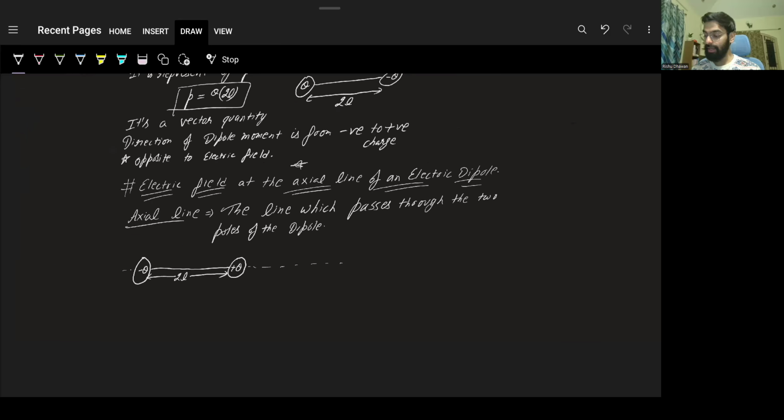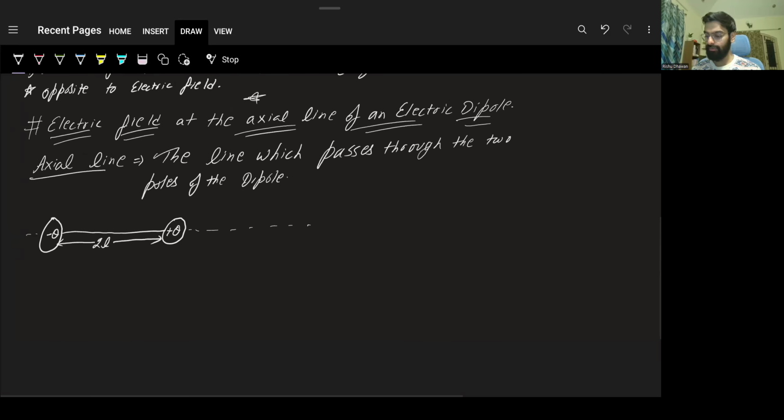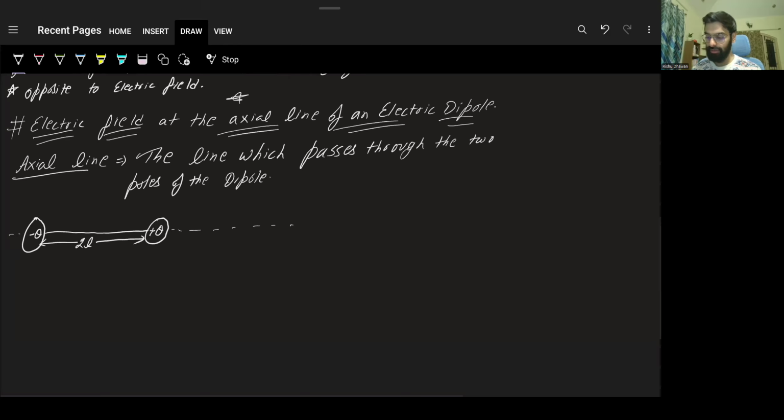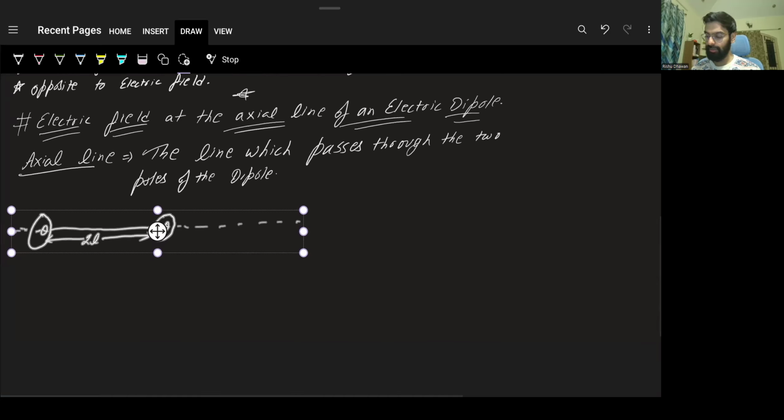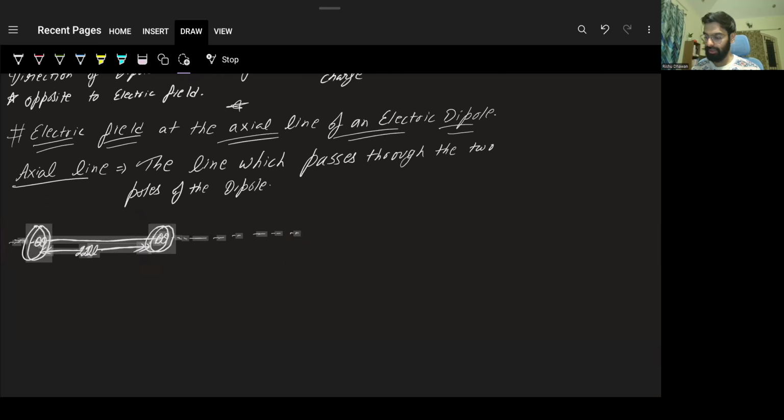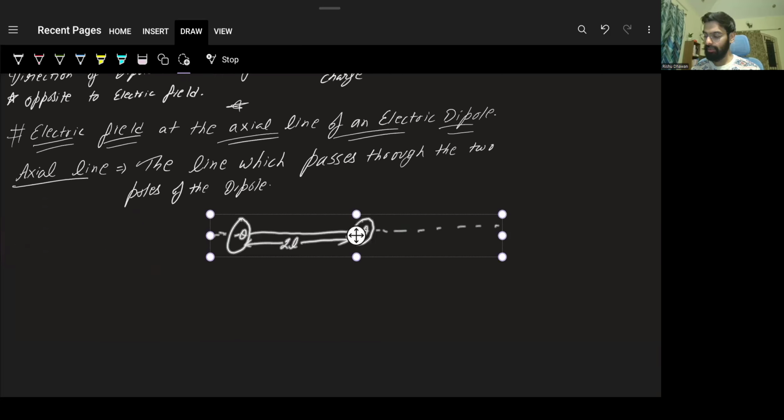It extends to the left as well as to the right. If you want to draw it to the left, it will also come to the left. It is coming through both ends. This whole thing is our axial line, the dotted line which is passing through both the poles of the dipole. That is your axial line.